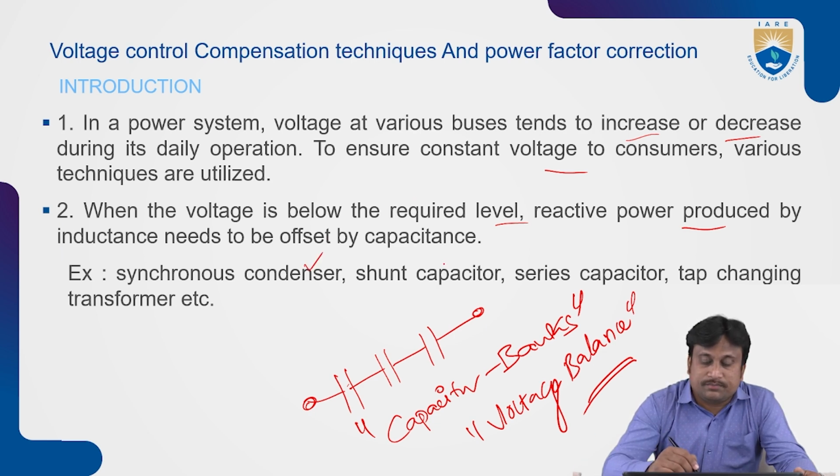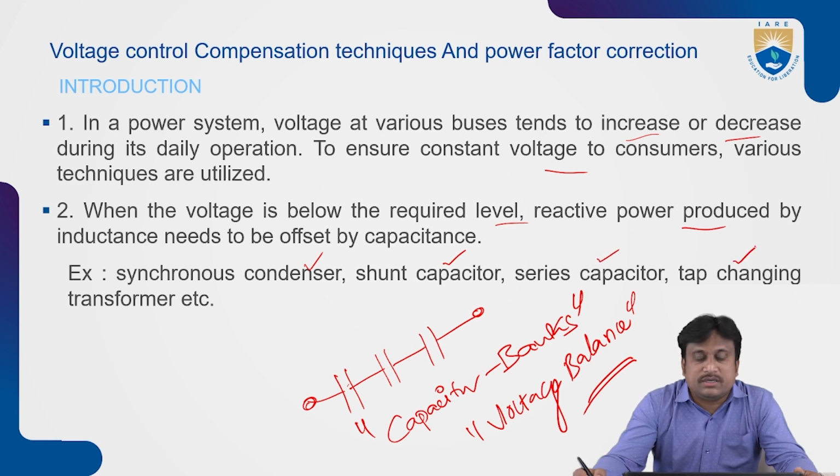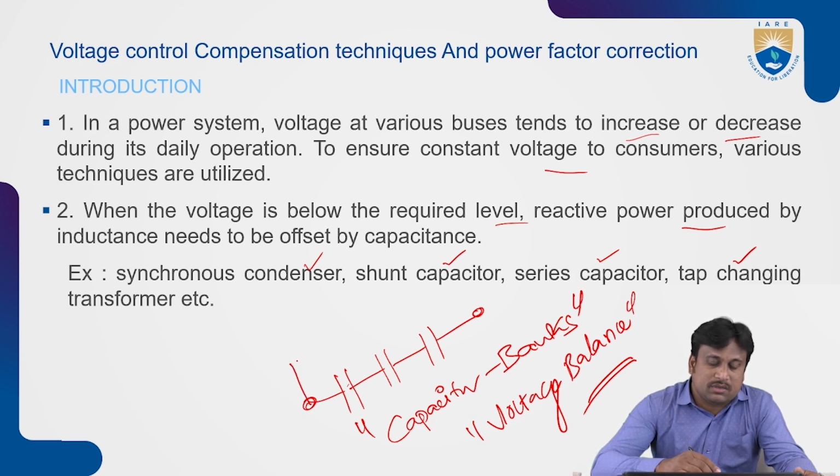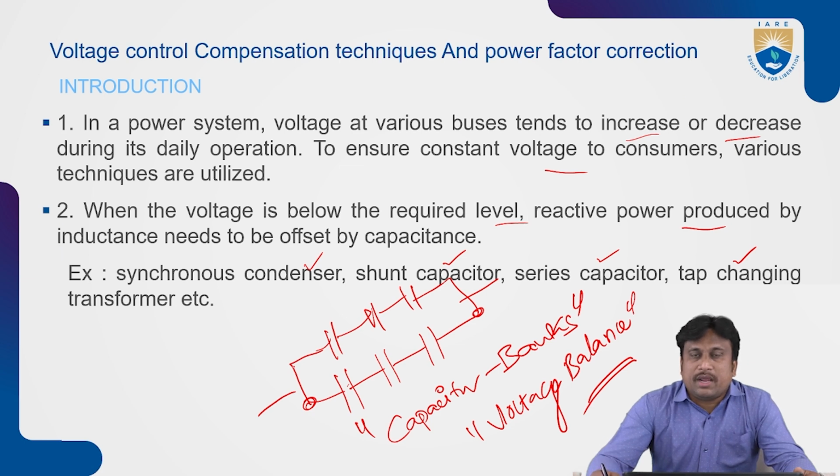Examples are synchronous condensers, shunt capacitors, series capacitors, and tap changing transformers. These are the best suitable examples for compensation of voltages. Synchronous condensers are phase advancers. They provide suitability of voltage control. We also connect shunt elements across the line, which creates a better power factor and provides suitability of voltage control.